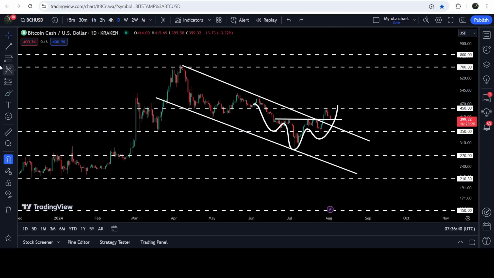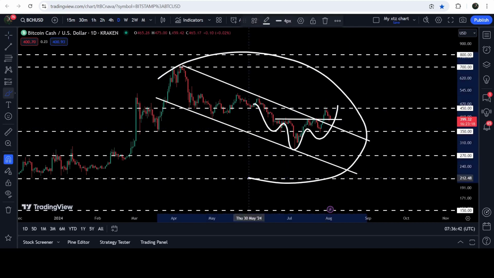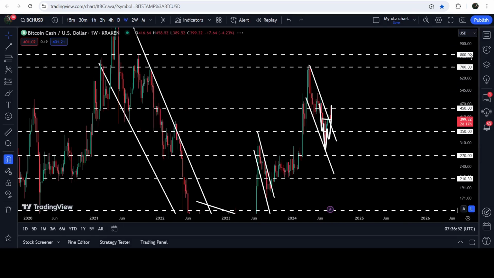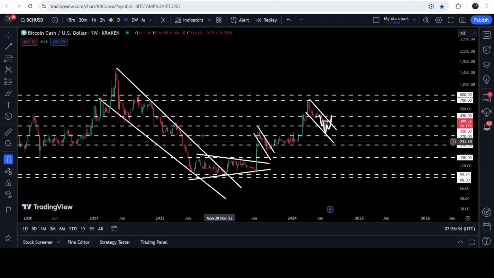And I would also like to show you this breakout from this down channel as well. You can see that first the price broke out of the channel, then broke out of the inverse head and shoulder pattern, the neckline of this inverse head and shoulder pattern. And on a weekly time frame chart, we will also take a look at this very massive breakout that is happening from this long-term falling wedge pattern. You can see that after the breakout, the price line is turning parabolic bullish.